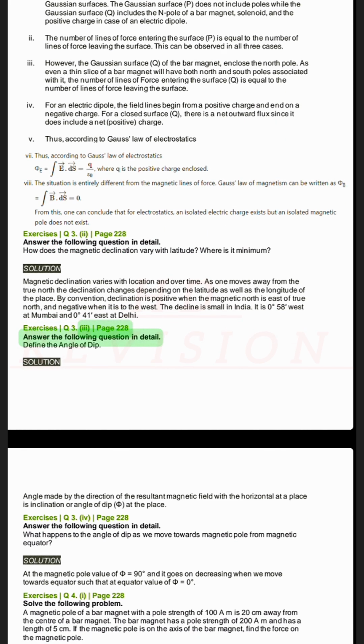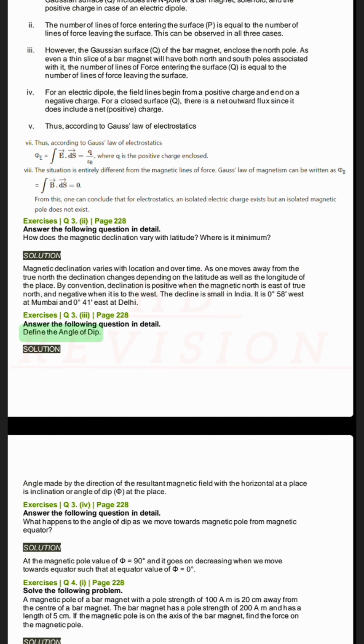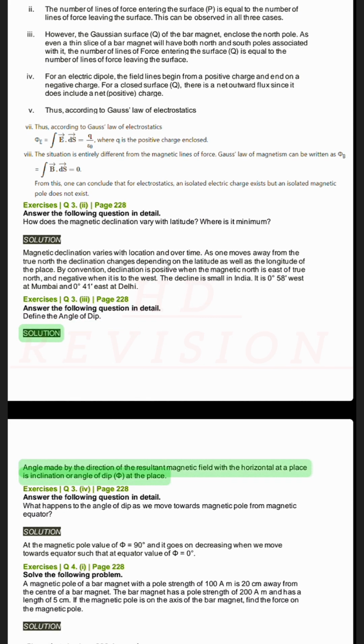Exercises, Q3, E, page 228. Answer the following question in detail. Define the angle of dip. Solution. The angle made by the direction of the resultant magnetic field with the horizontal at a place is the inclination or angle of dip, phi, at the place.